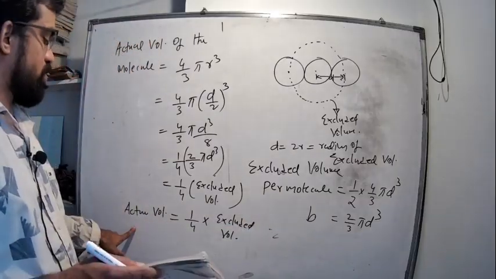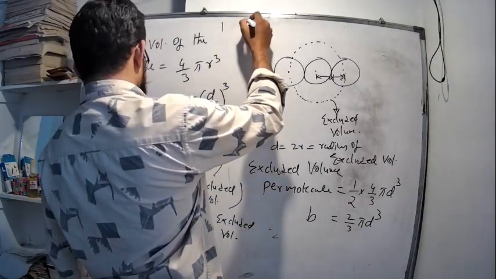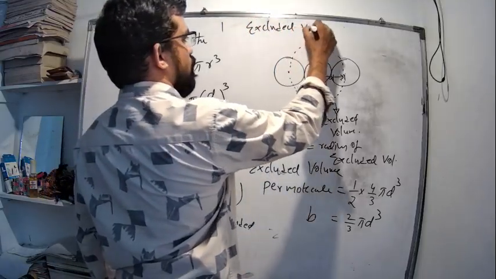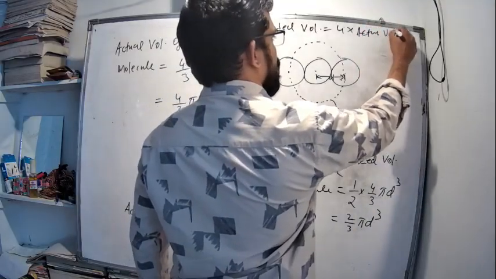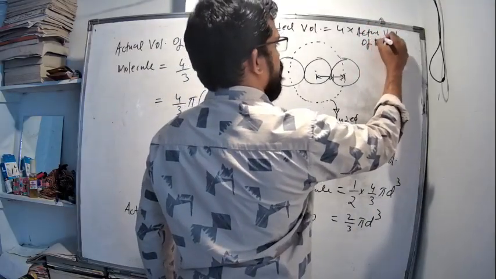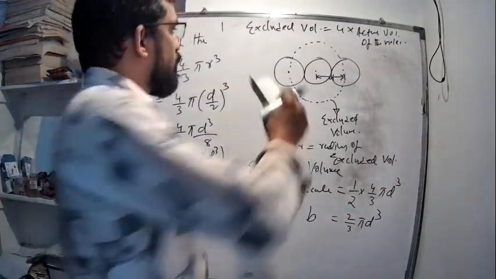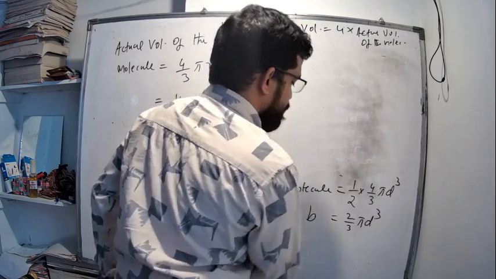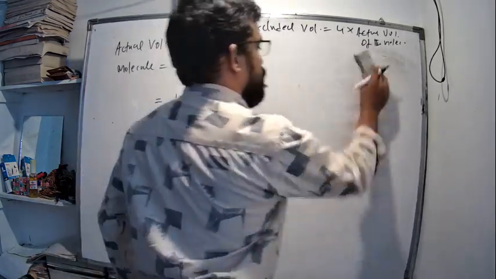So actual volume is equal to 4 into excluded volume is equal to 4 into actual volume of the molecule. So this is all about the excluded volume and actual volume. Okay.